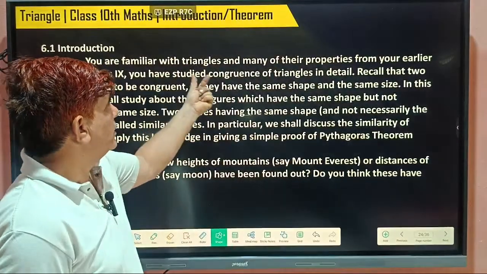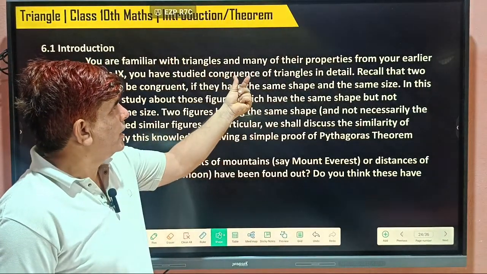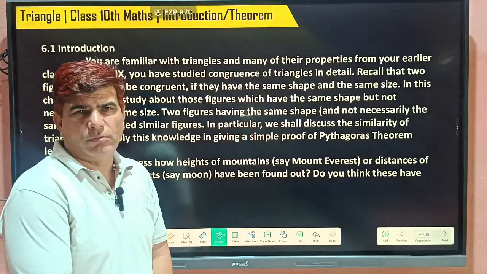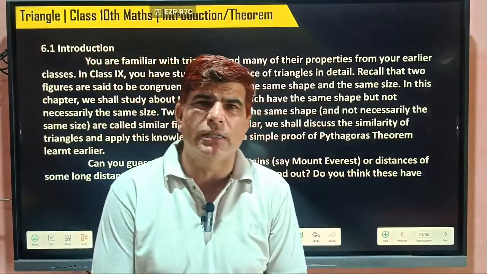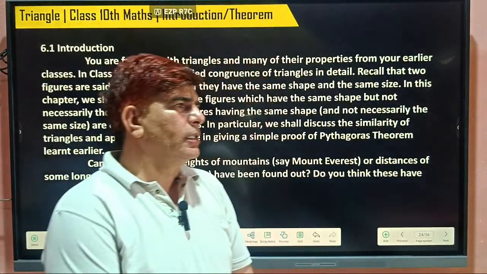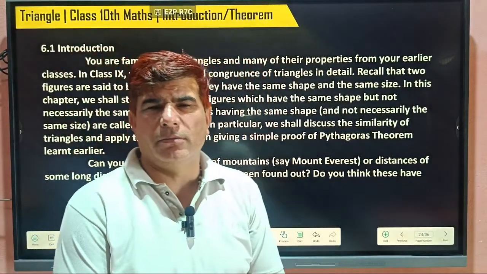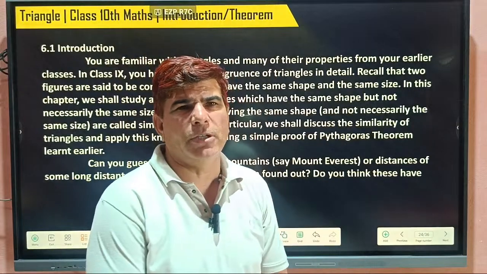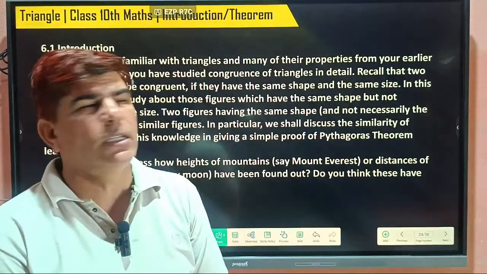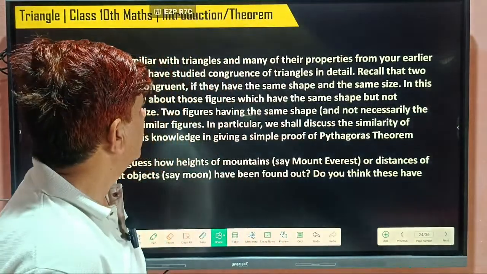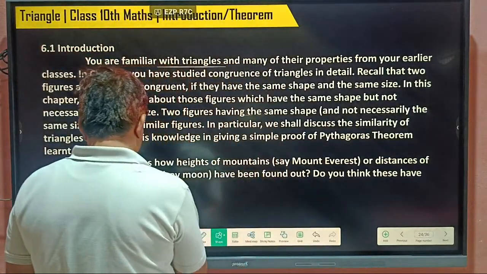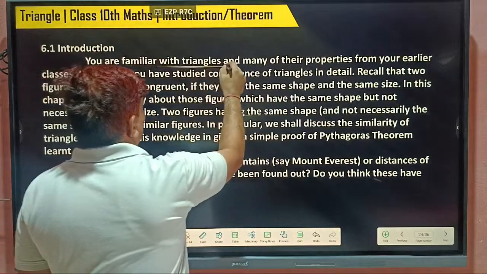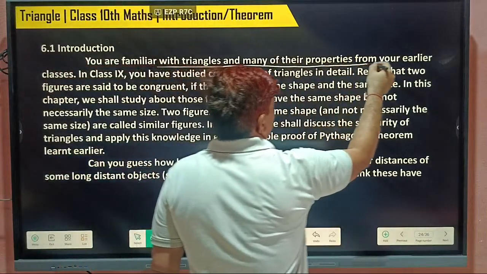You are familiar with triangles and many of their properties, you know. What's a triangle? Having 3 sides, 3 angles. The sum of 3 angles is 180 degrees. According to the sides, 3 types of triangle. According to the angles, 3 types of triangles. So you know these properties. All of these you know.